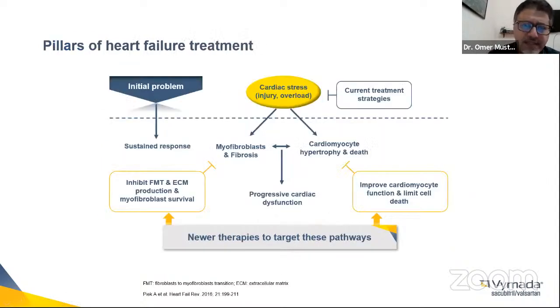So these are the pillars of heart failure treatment. Newer therapies are acting at the fibroblast level, the extracellular matrix level, preventing fibrosis, cardiomyocyte hypertrophy, and death of the heart muscle, and also decreasing the progressive cardiac dysfunction. So cardiac stress, injury, overload basically leads to all these structural changes which decrease the life of the heart muscle and cause progressive cardiac dysfunction. So newer therapies are acting at the myofibroblast level and the cardiomyocyte level.